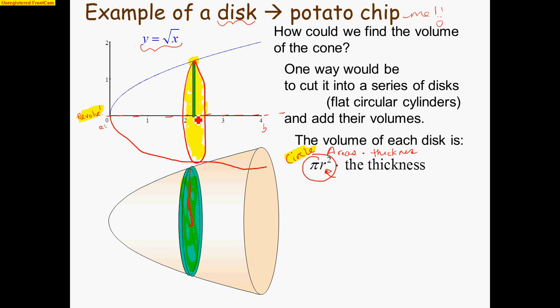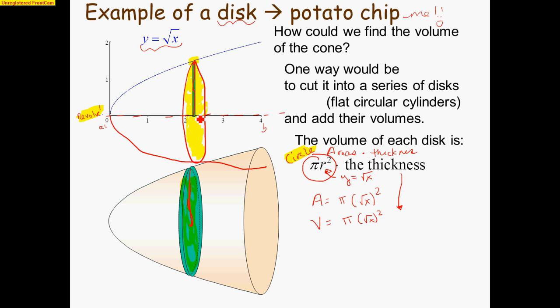This radius, the radius of every disc, no matter what x you're at, goes from the x-axis up to the function. What is that function? Square root of x. So what is the radius? Well, the radius is y. How do I find out y? Square root of x. Yes? So if the area is pi r squared, how do you move from area to volume? Well, that's pi r squared times thickness. And what is your thickness?